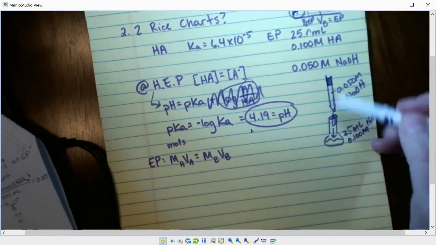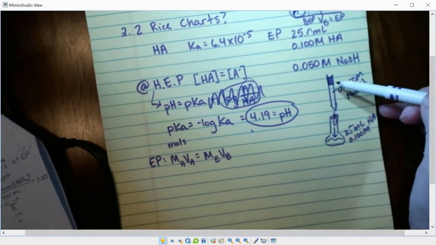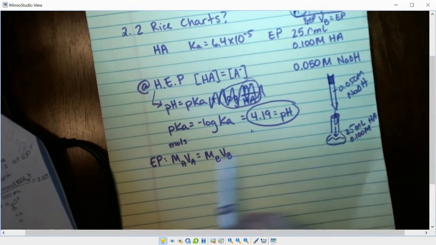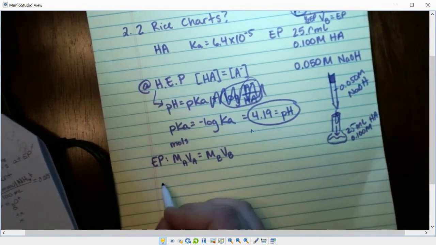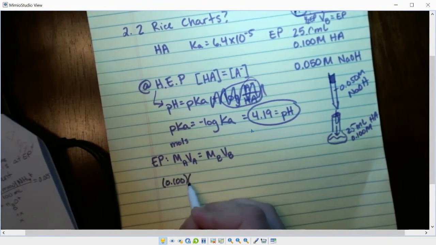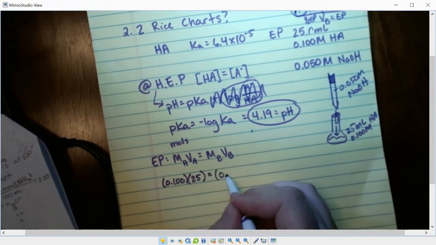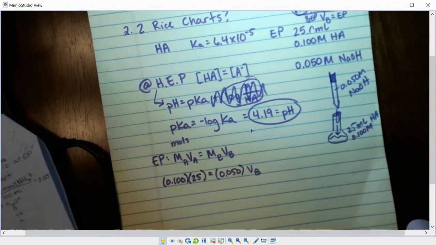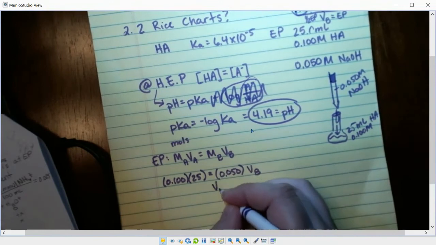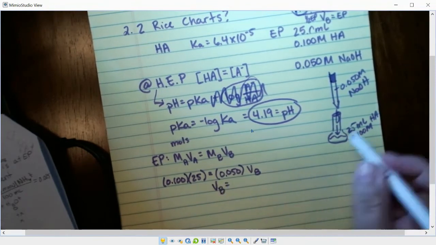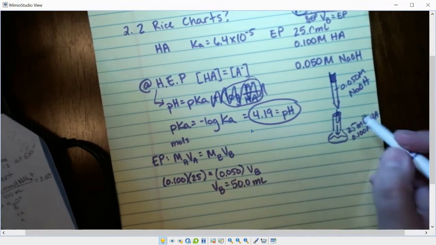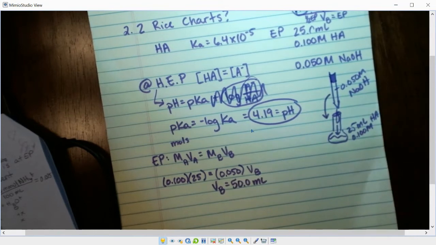But we don't actually have to do this titration to be able to calculate what that expected volume of base is supposed to be. We can just plug these numbers into this equation. So the molarity of the acid is 0.1. The volume is 25 milliliters. We set that equal to the molarity of the base, which is 0.05, and then solve for the volume of the base. And you can handle that algebra pretty easily, I'm sure. So the volume of the base that it takes to get to the equivalence point is 50 milliliters. That's how much sodium hydroxide we have to add to get to that equivalence point.